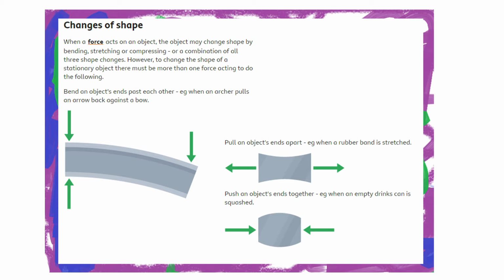However, to change the shape of a stationary object, there must be more than one force acting to do the following. So, bend an object's ends past each other, for example, when an archer pulls an arrow back against a bow. Pull an object's ends apart, for example when a rubber band is stretched. Push an object's ends together, for example when an empty drinks can is squashed.